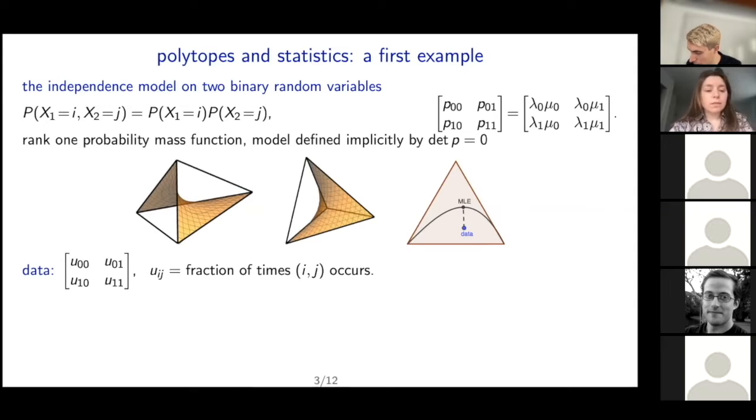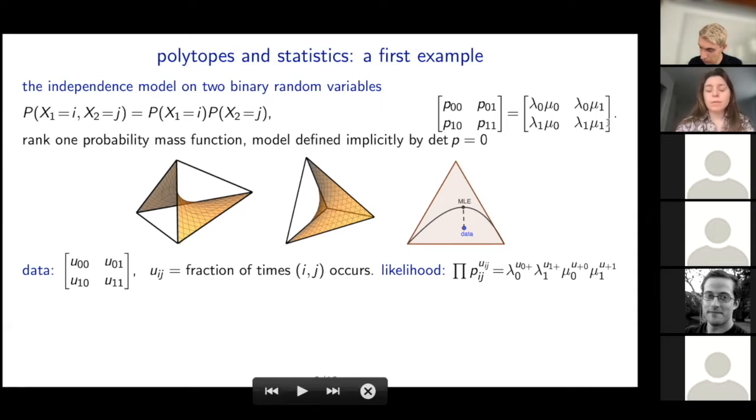Okay, so this is what the data looks like. We'll call the data matrix U. Each entry Uij tells us the fraction of times that we observed the state i in the first random variable and j in the second random variable. So we'll just record these fractions. And then the function that we want to maximize to find the MLE is the likelihood function, the product over all ij of Pij to the Uij. Since our model is parameterized in terms of these lambdas and mu's, we can rewrite this as an expression involving just the lambdas rather than the p's. And here the notation U0 plus means that we sum over the possible values for the second index. So this is the first row sum of this matrix.